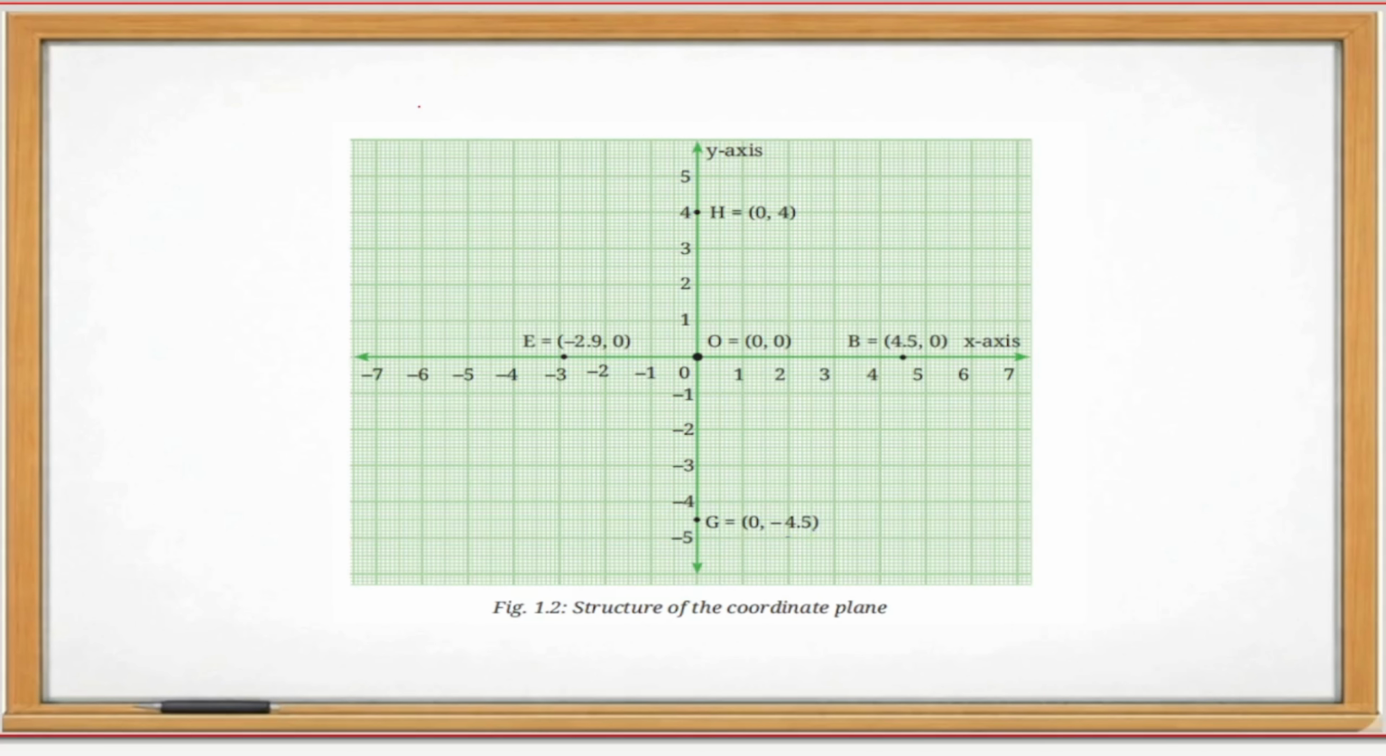See figure 1.2, structure of the coordinate plane. Here you can see the horizontal line which is the x-axis and the vertical line which is the y-axis, and the point of intersection O with coordinates 0, 0. Towards the right we consider it positive and towards up also positive, then towards the left and downwards we consider negative. I hope this figure is clear to you. Now let us go to the next page.